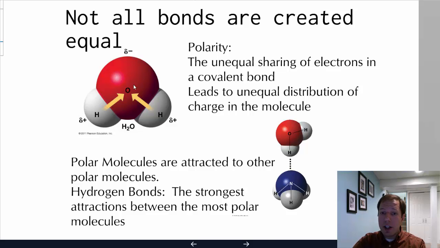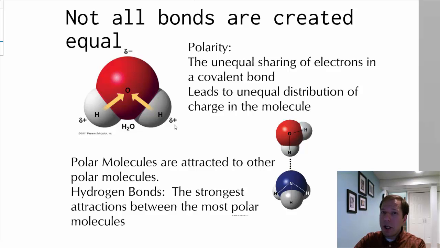So, the oxygen has a delta negative, showing that it has a slightly negative charge, whereas the hydrogens each are delta plus, showing that they have a partial positive charge. This charge is not as much as what you would see in an ion, like a sodium or a potassium ion, but it is enough charge to make it chemically significant.